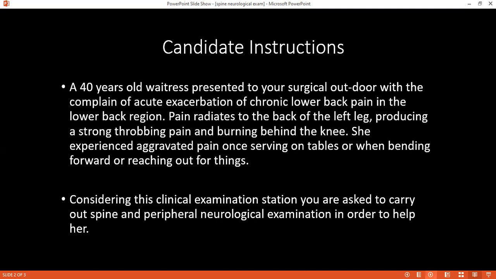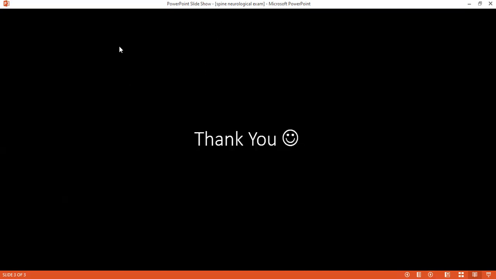First of all, this scenario looks like mechanical backache and sciatica. It is not looking like lumbar stenosis. That is a big diagnosis, too much. And it's not even that. It's disc prolapse and sciatica.